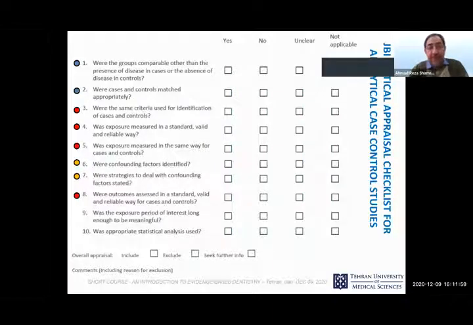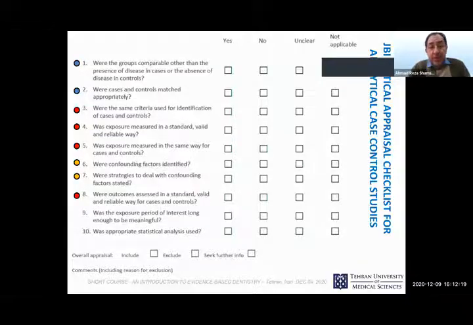For example, in some cases, early stages of disease could not be diagnosed, and we could put the patient in a control group by mistake. So the definitions are very important.